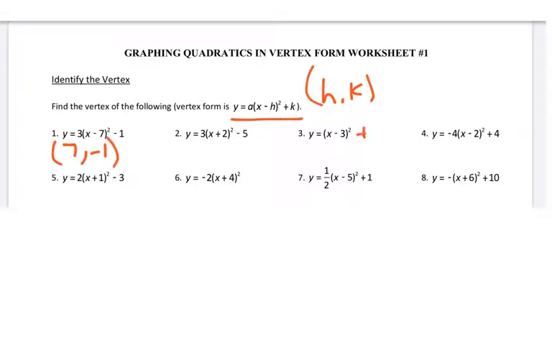Let's look at number 3, and then I'm going to let you guys do the rest on your own. So in this one, h is the opposite of what's in parentheses. So instead of minus 3, it's going to be positive 3. And my k is 0. All right. So I found the vertex of these two. You guys keep going on the worksheet that I've attached in Google Classroom.